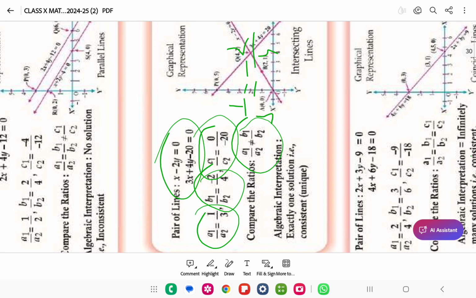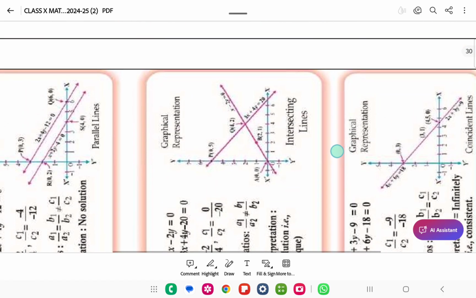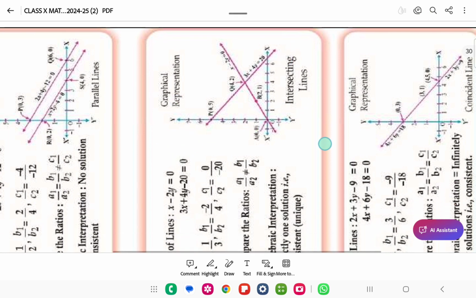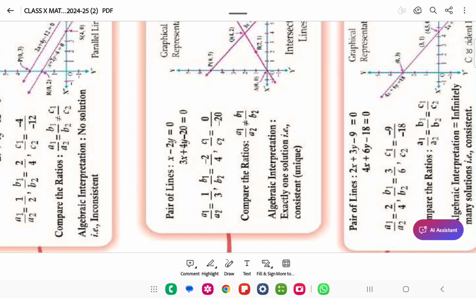I mean a1 by a2 is not equal to b1 by b2. It means that it is intersecting. You can see the diagram. The graphical representation of these two equations is intersecting lines. You will get the intersecting lines. And the algebraic interpretation is exactly one solution.